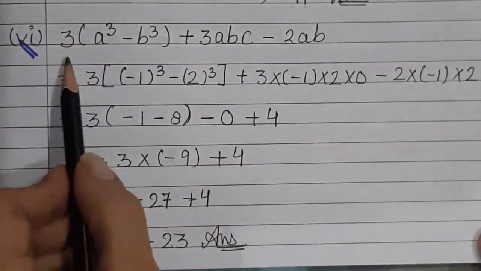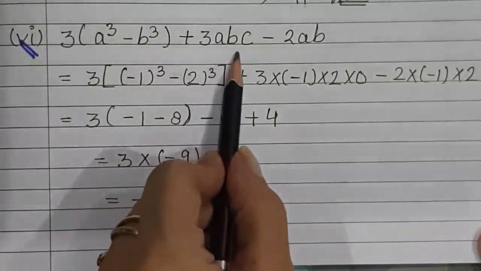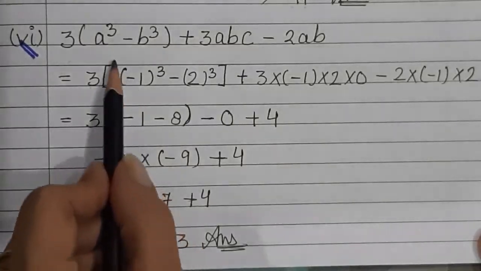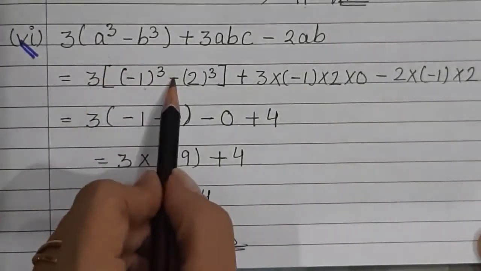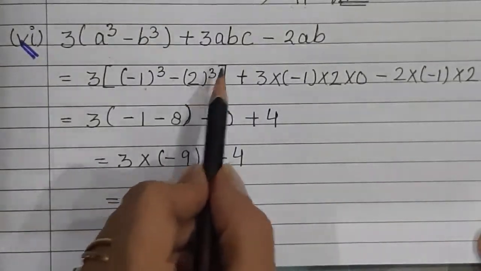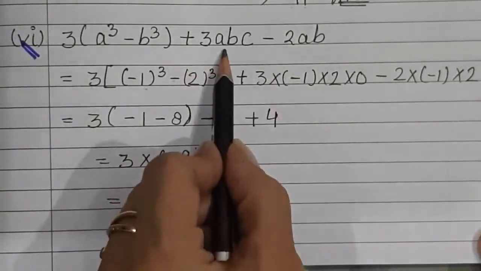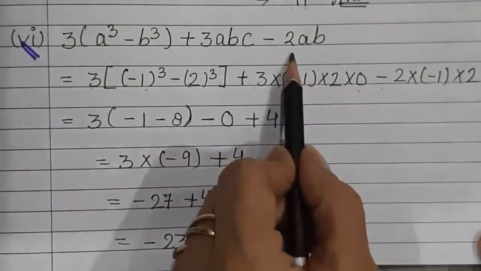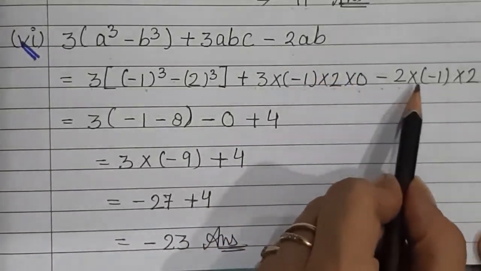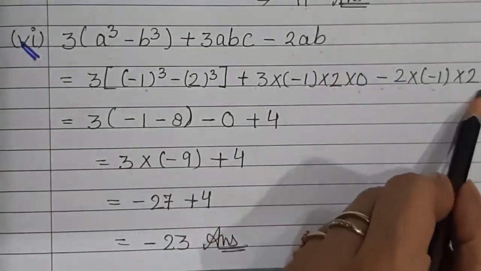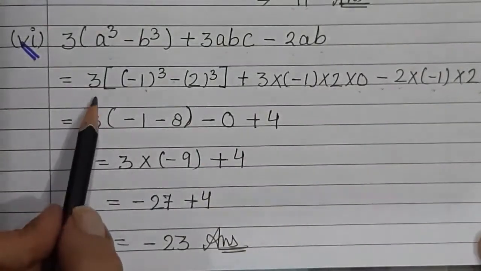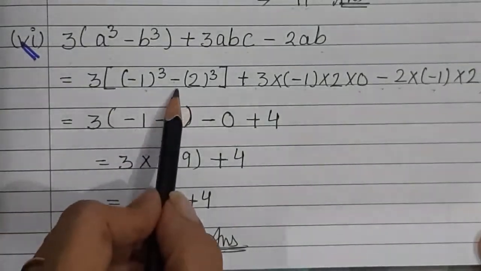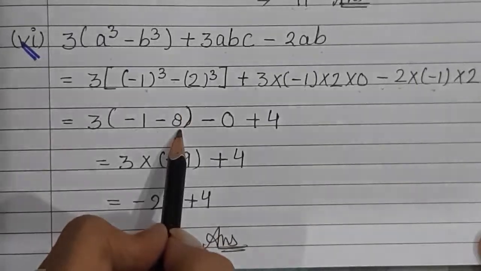Similarly, sixth part, 3a cube minus b cube plus 3abc minus 2ab. Instead of a we have to put minus 1, so 3 into minus 1 cube, minus b cube, which is 2 cube, plus 3 into a is minus 1, into b is 2, into c is 0. Then minus sign, 2a, a is minus 1, so 2 into minus 1, b is 2, into 2, right? Now solve. 3 minus 1 cube, we can write as minus 1, minus sign, 2 cube is 8, right?